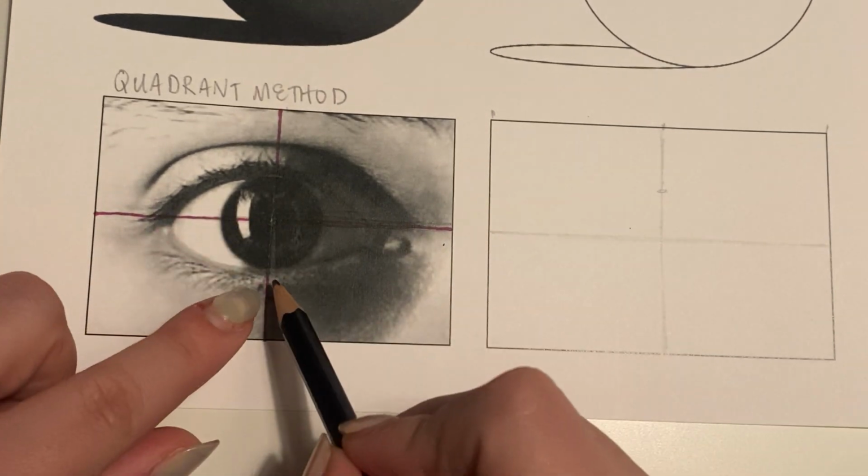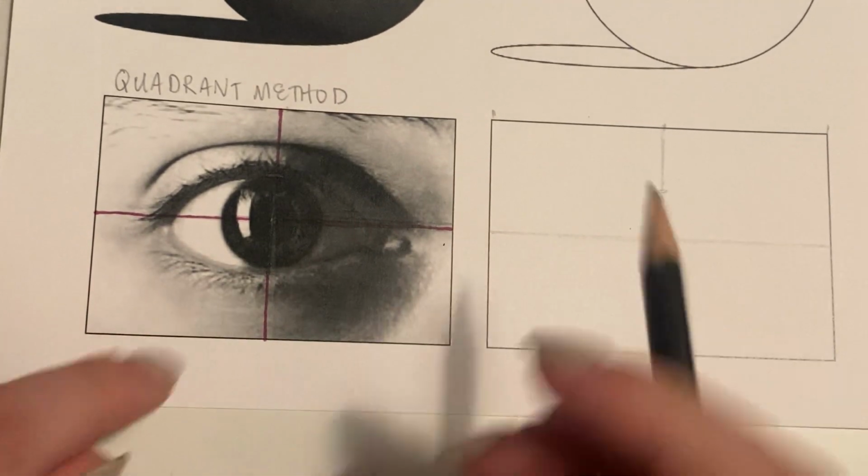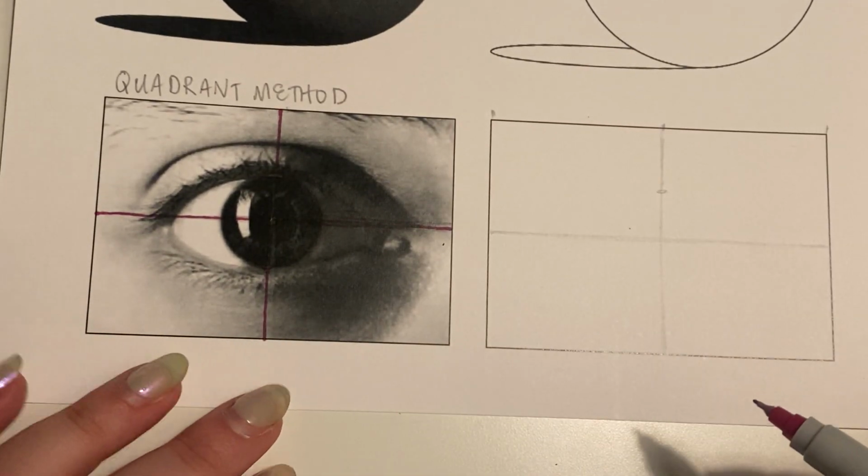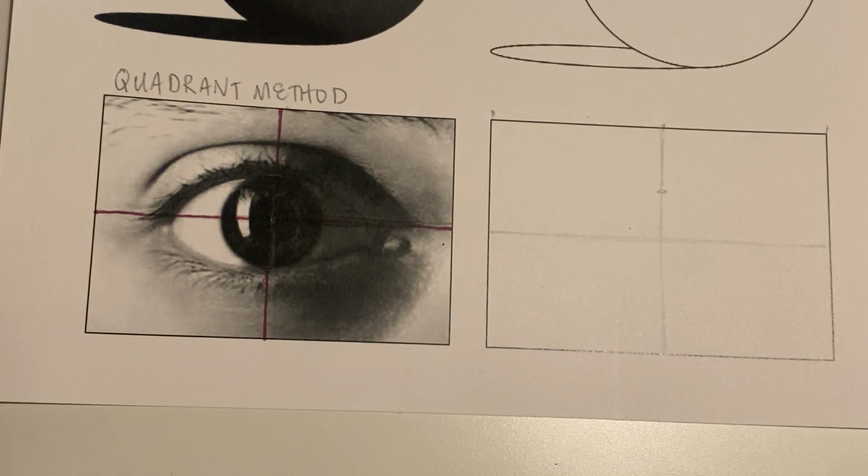So let's go down to the bottom. Let's do the same thing and do a mark. I'll do it with Sharpie this time. Again, we want to see where the bottom eyelid falls. I think it's kind of the same, if I'm being honest.